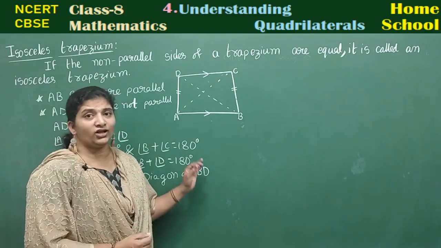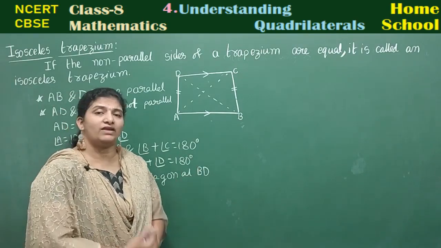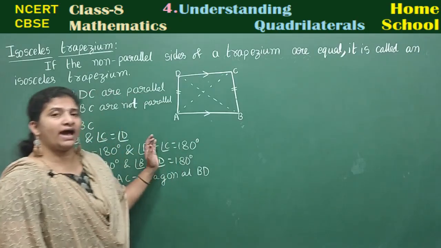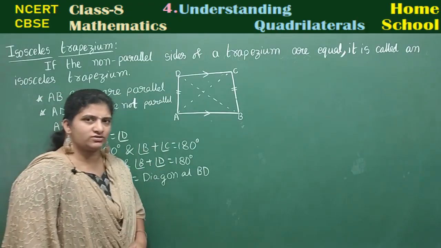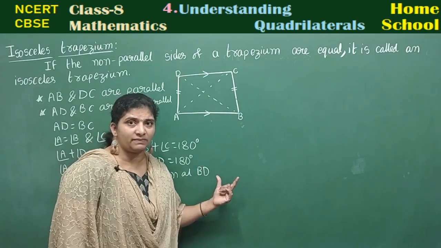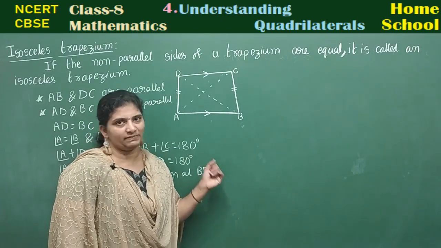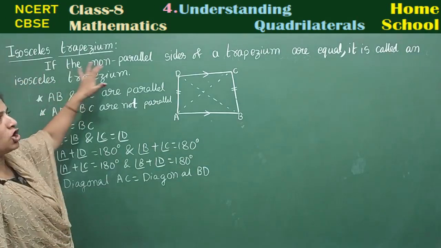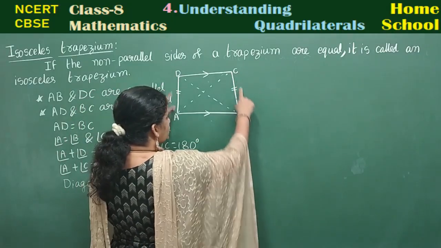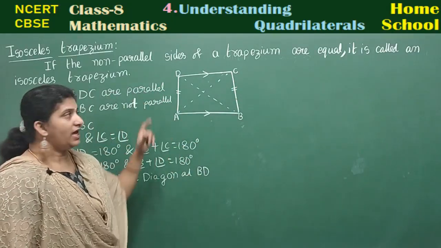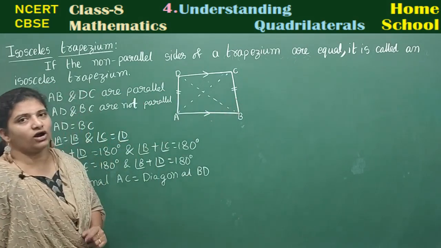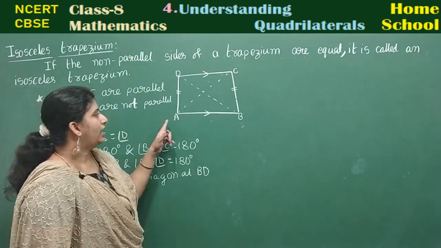A normal trapezium, we can call it a scalene trapezium also. We call it a scalene trapezium if the diagonals are not equal. Now coming to the isosceles trapezium, we call it an isosceles trapezium when the non-parallel sides are equal in length. Then we call that trapezium an isosceles trapezium. See the definition? The non-parallel sides of a trapezium, the non-parallel sides are these two, right? AD and BC.